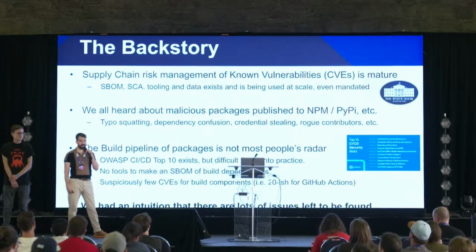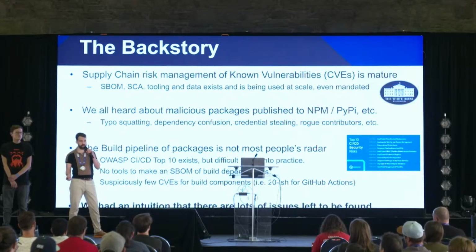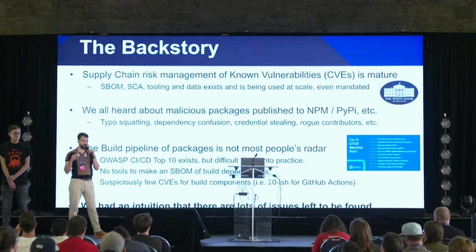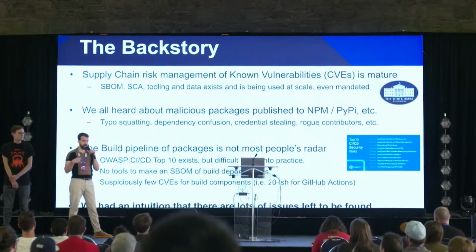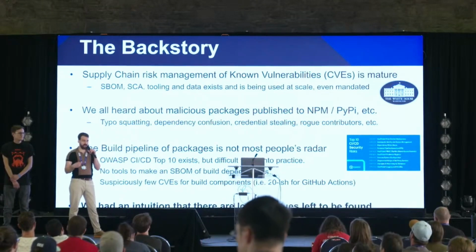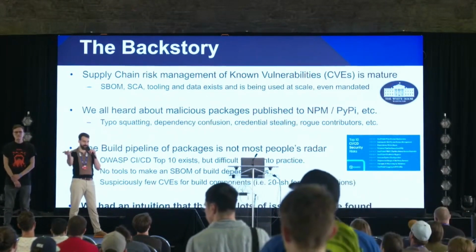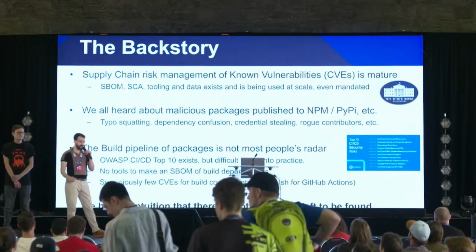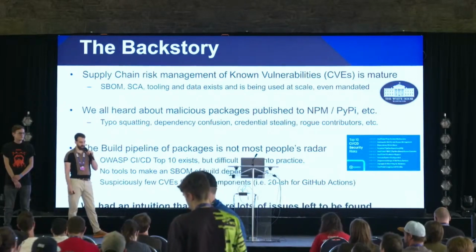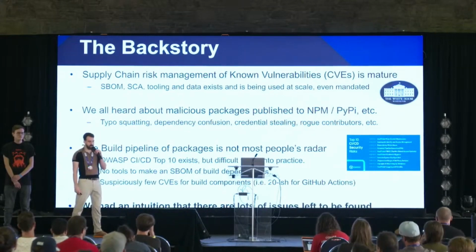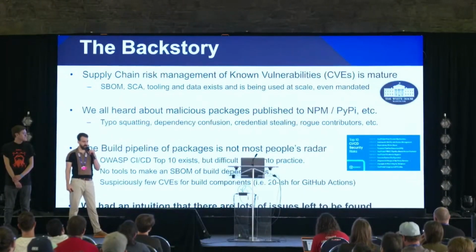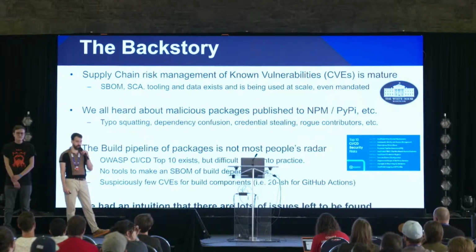There are also suspiciously few CVEs for build time components, namely GitHub Actions. If you look, you'll find that there are not even 20 CVEs published, which is very suspicious, given that there are tens of thousands of tiny GitHub Actions produced by random people that you may be picking up, like a tiny GitHub Action that does what you want, but it might have a vulnerability, and this is just outside most people's radar. So we had the intuition that there should be more to be found in terms of known vulnerabilities in there, and we set out to do that research.